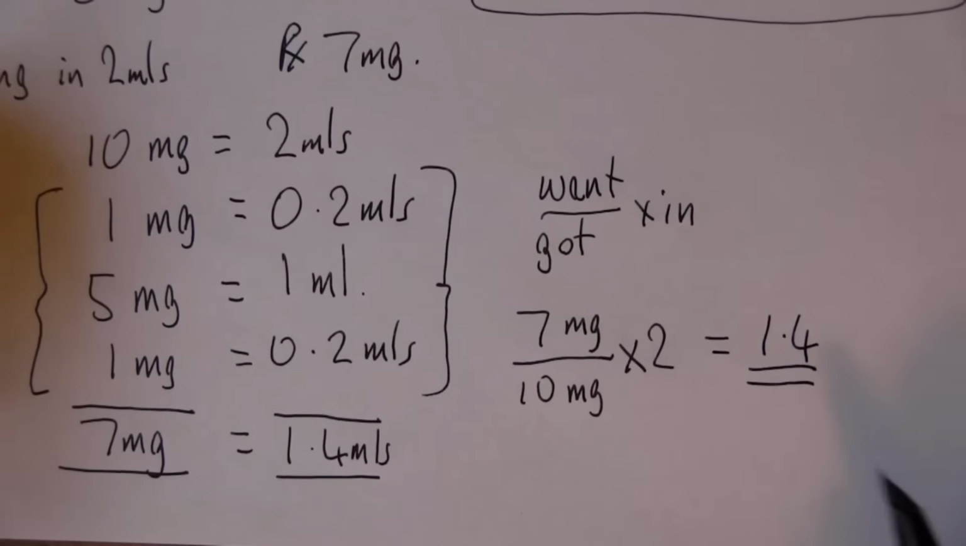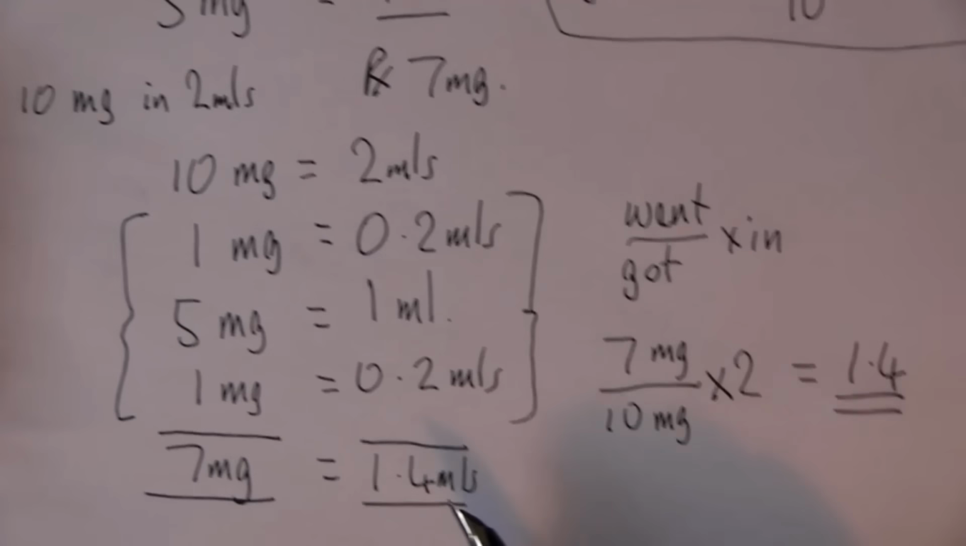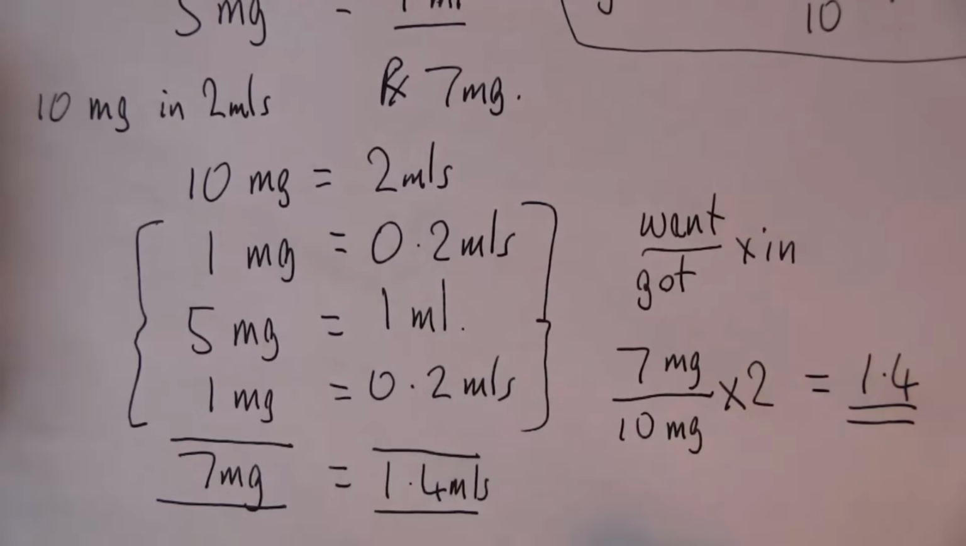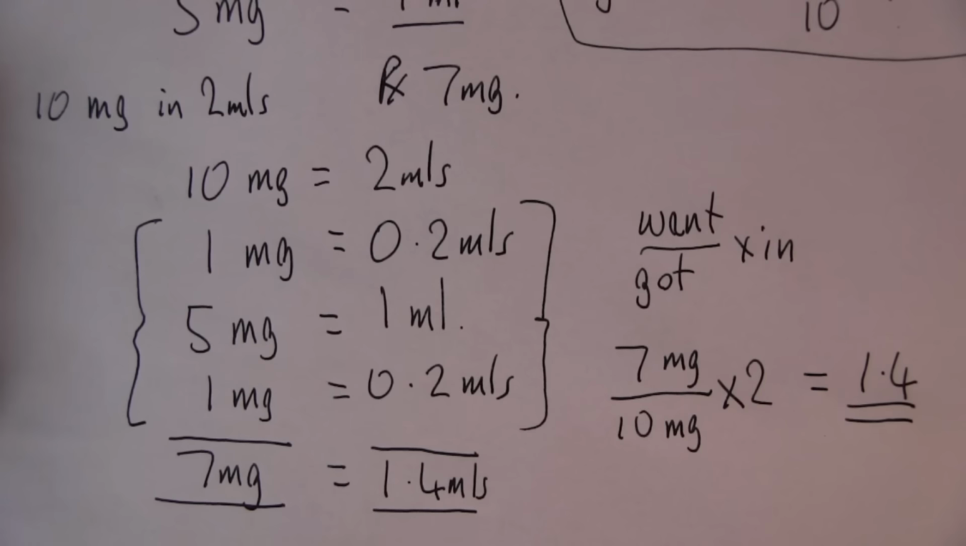And I'm reassured to see that the equation method has given me the same result as the old-fashioned method that I can visualize. So I'm happy to go on and give 1.4 mils, knowing that is a 7 milligram dose.